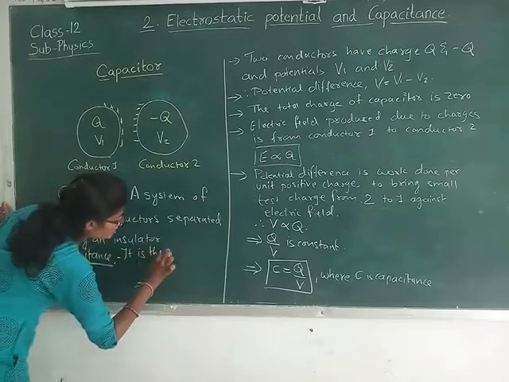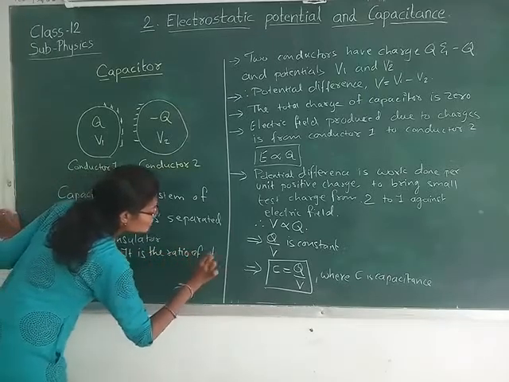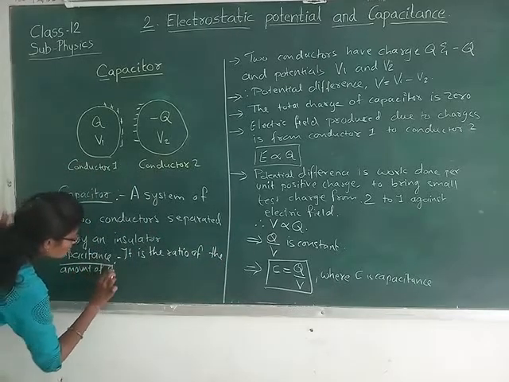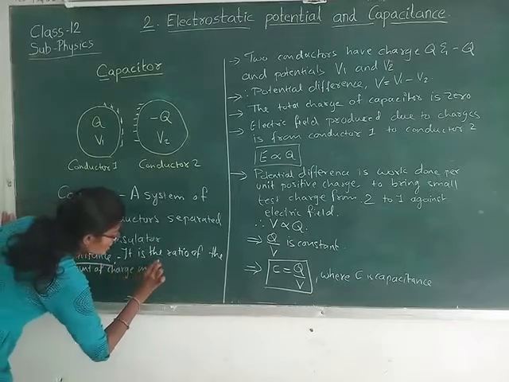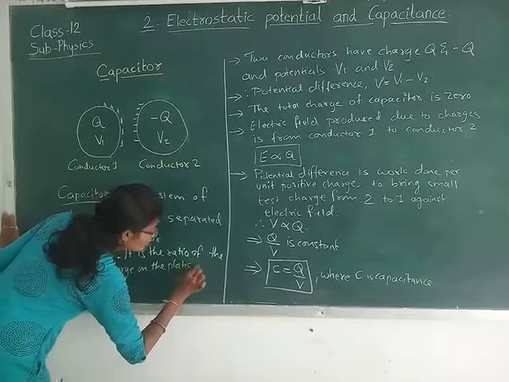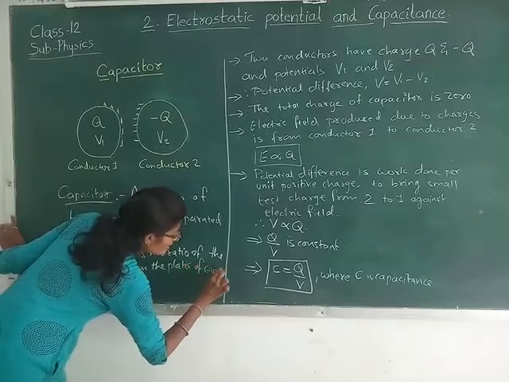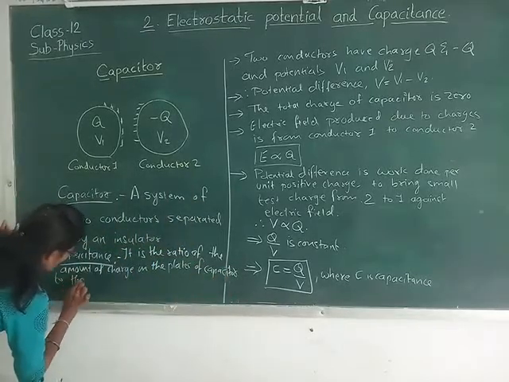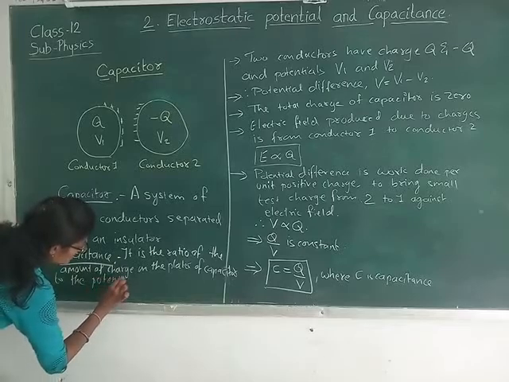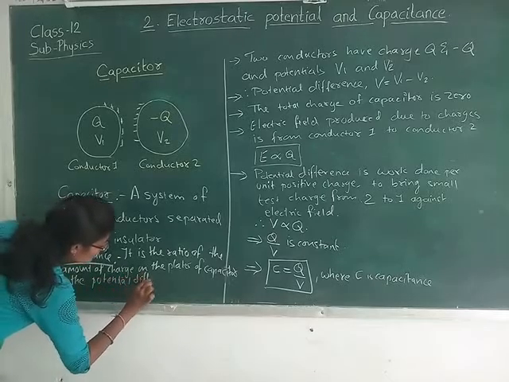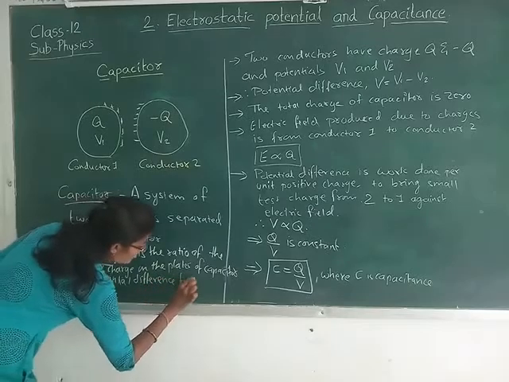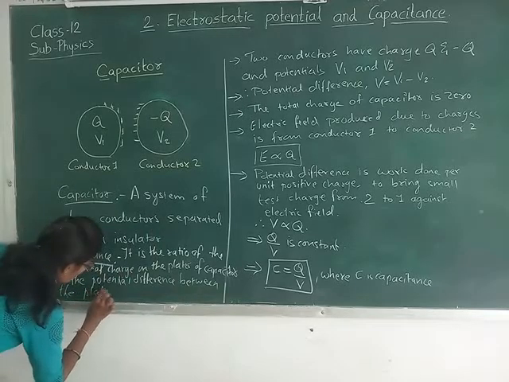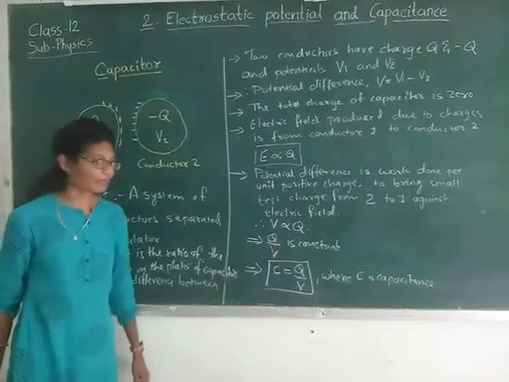It is the ratio of the amount of charge on the plates of the capacitor to the potential difference between the plates. This is the definition of capacitance.